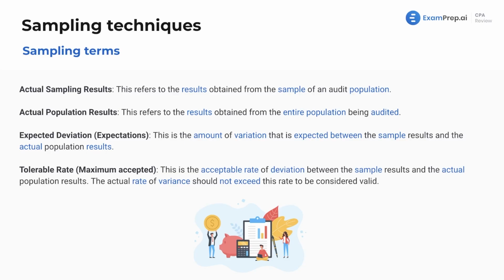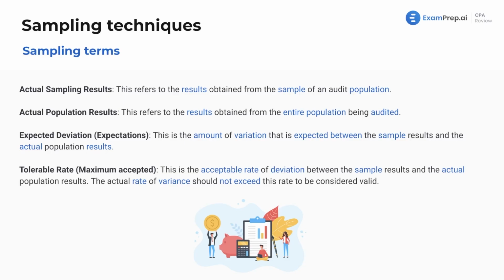We've also got the expected deviation, also known as the expectations for the audit. This is the amount of variation that is expected between the sample results and the actual population results. This is for you to assess your sample and to see, oh, okay, our sample assessed 5% inaccuracy, but in reality, there was 10% inaccuracy. Well, that's not good. And we'll talk about what happens in that case as well.